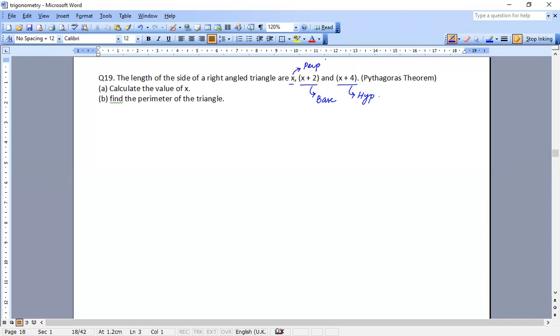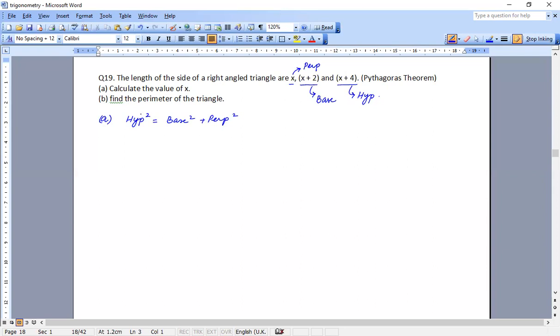If you want, you may consider x as your base, then you will consider x plus 2 as your perpendicular. That doesn't matter. So in order to find out the value of x, first of all, I need to construct an equation in terms of x. For that, I'll be using Pythagoras theorem to construct the equation.